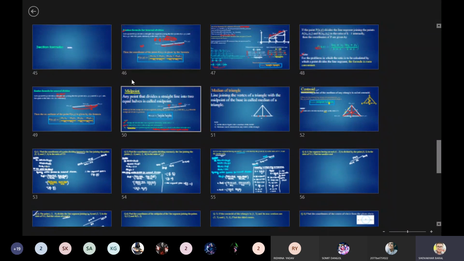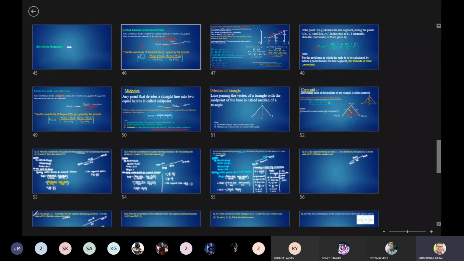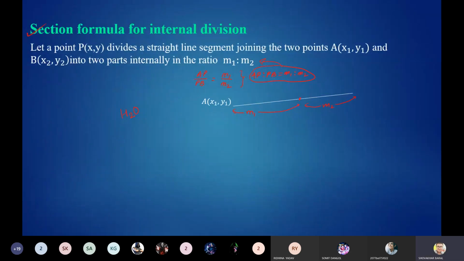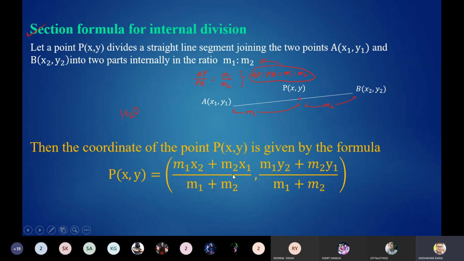Okay, before that, let me revise a few formulas here. Do you know the section formula for internal division? The section formula for internal division is given by P(x, y) is equal to (m1x2 + m2x1) / (m1 + m2) comma (m1y2 + m2y1) / (m1 + m2). This is the section formula for internal division. Okay, please don't forget the formula.